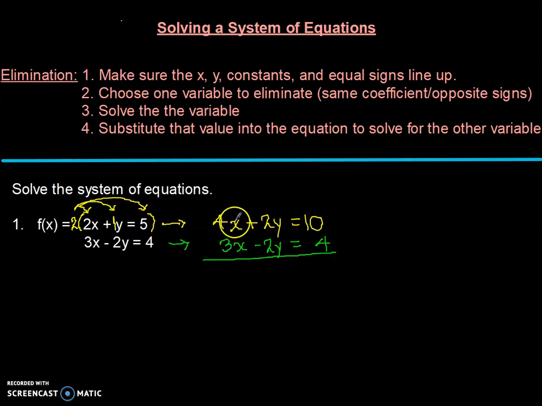So we have 4x, and that's a positive, remember, nothing in front of the number, it's a positive, so plus 3x would give me 7x. 2 and -2 add up to 0, which is how we get rid of them, hence elimination, equals 14. And then to get x by itself, we divide both sides by 7, and x will equal 2.